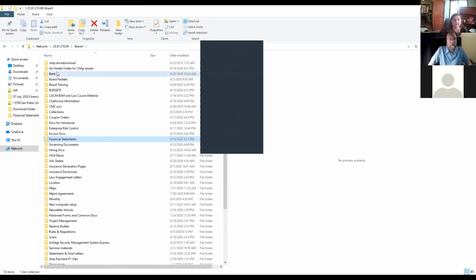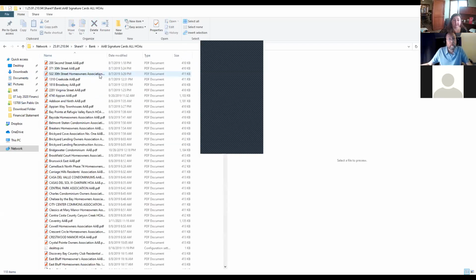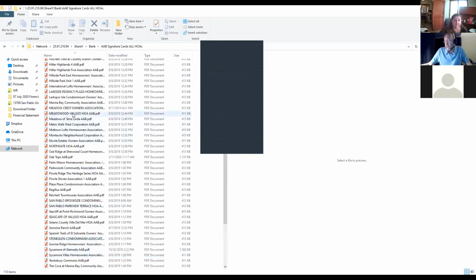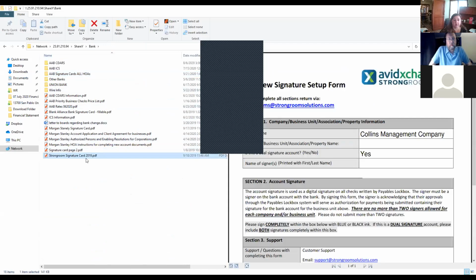So also under the OneDrive, we do have a bank folder, and this bank folder actually has all of the signature cards that are blank. So if you ever needed to update a signature card for your association, you can go to AAB, so that's for Alliance Association Bank signature cards, and they're all here filled out for you. So this is just the blank signature card. So if you're going into an annual meeting, or if you have a board member change, you can just go in here to get your updated signature card. And then, of course, if you needed your strong room signature card, it's here as well.